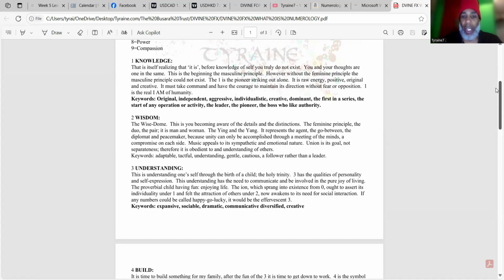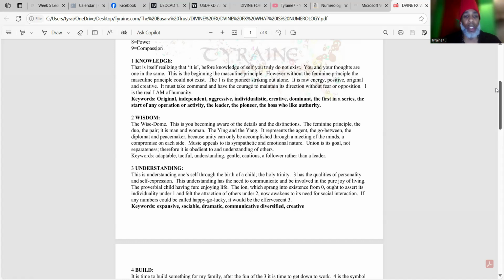The 1 is the pioneer striking out alone. It is raw energy, positive, original, and creative. It must take command and have the courage to maintain its direction without fear or opposition. One is the real I am of humanity. And keep in mind, guys, we are all one. Keywords: original, independent, aggressive, individualistic, creative, dominant, the first in a series, the start of any operation or activity, the leader, the pioneer, the boss who likes authority.